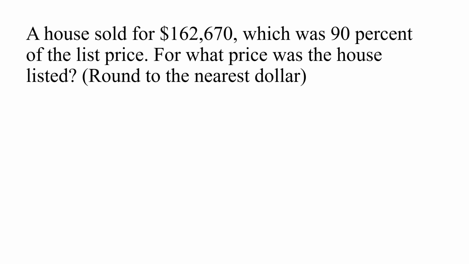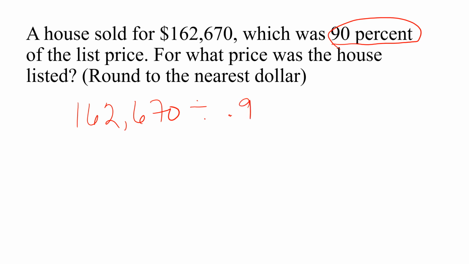A house sold for $162,670, which was 90% of the list price. For what price was the house listed? So we've got 90%. So if we say 162,670 divided by 0.90 for our 90% equals 180,744 is what the home listed for.